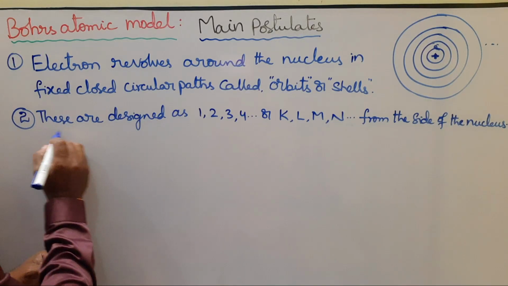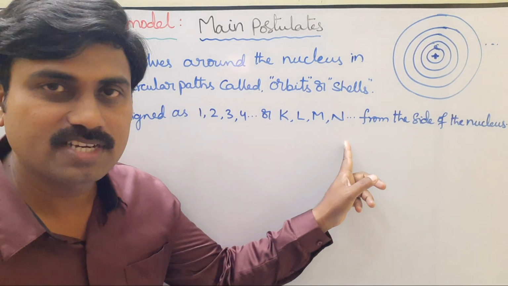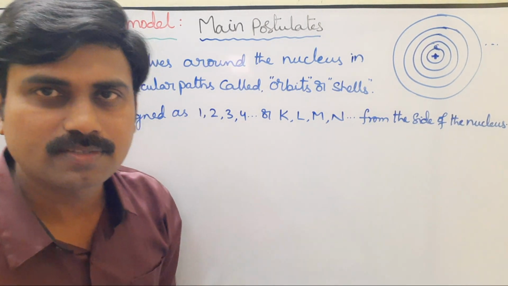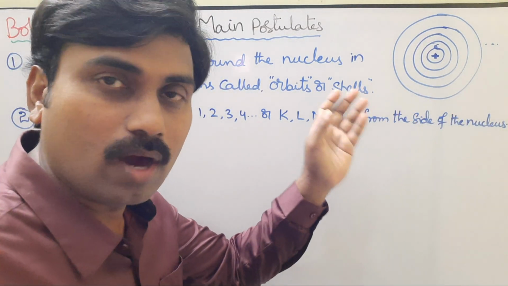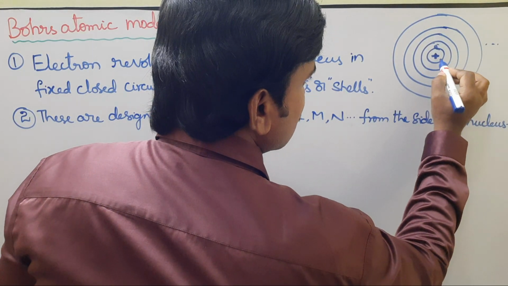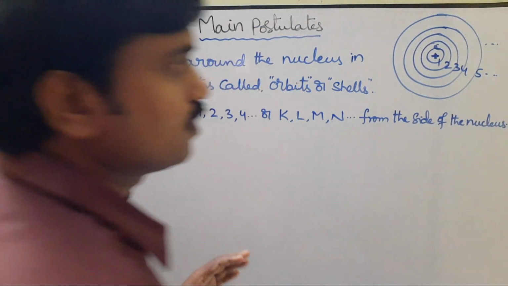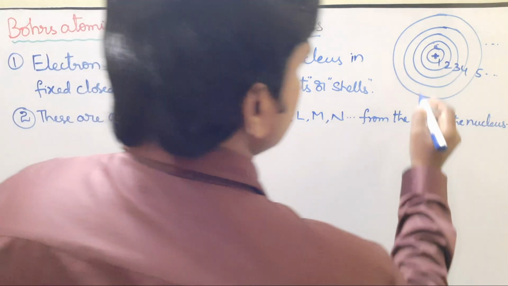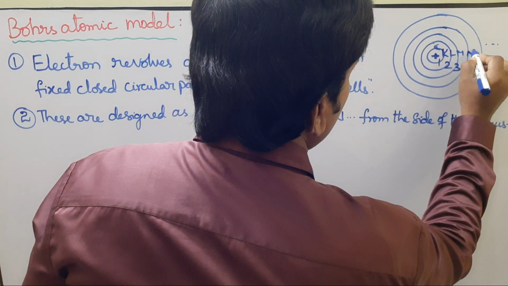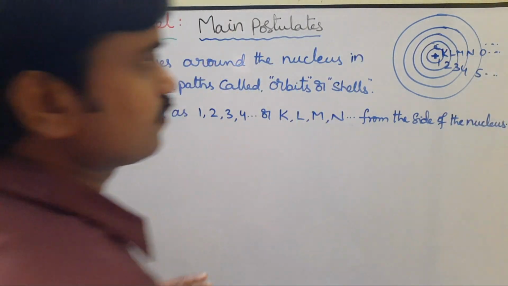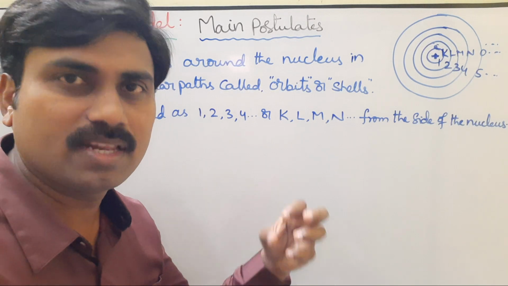Look at the next point. These are designated as 1, 2, 3, 4 integers or K, L, M, N English letters, starting from the side of the nucleus. So according to this theory, these are orbits. These orbits are designated as 1, 2, 3, 4, 5 and so on, or English letters K, L, M, N, O and so on.